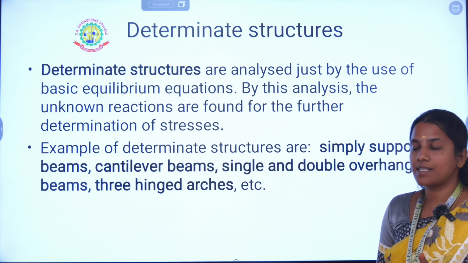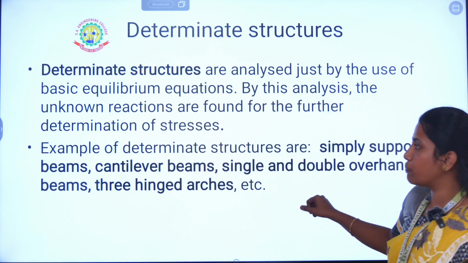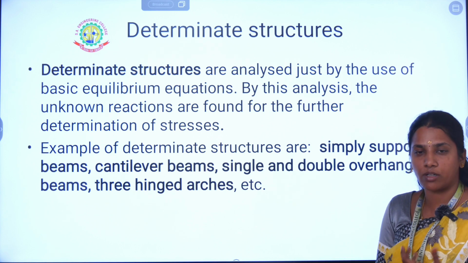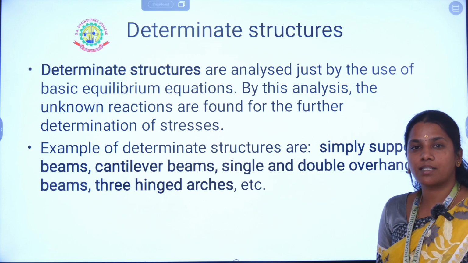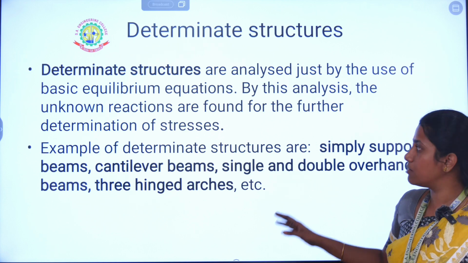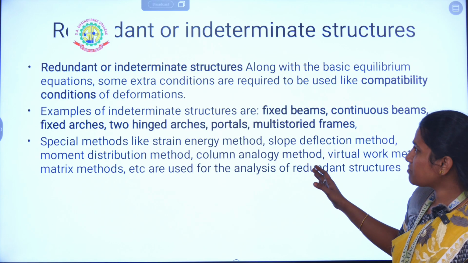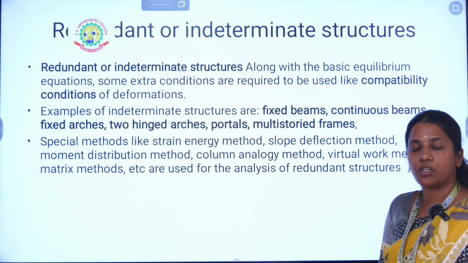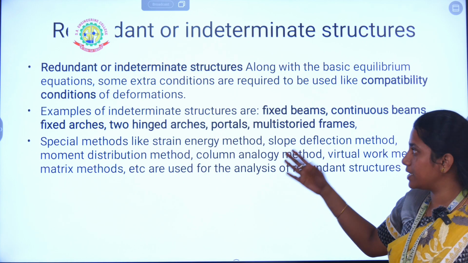Equilibrium equations are summation of V equal to 0, summation of H equal to 0, and summation of moment equal to 0, where summation of H represents horizontal forces, summation of V represents vertical forces, and summation of M represents the total moment in a structure. If a structure cannot be solved with only the equilibrium equations, and we need some additional equations, that structure is called a redundant structure or indeterminate structure.